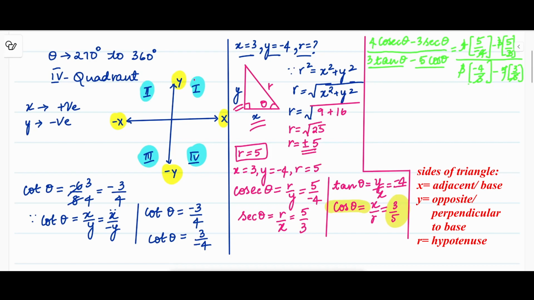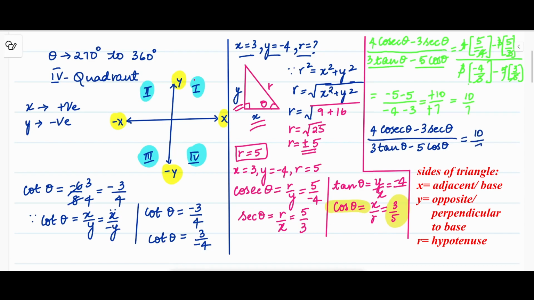So therefore we will get minus 5 divided by minus 4 minus 3, which is equal to minus 10 by minus 7. So negative sign and negative sign will cancel out each other. So we will be left with 10 by 7. So our final answer will be: 4 cosecant theta minus 3 secant theta divided by 3 tan theta minus 5 cos theta is equal to 10 by 7. So this will be our final answer.